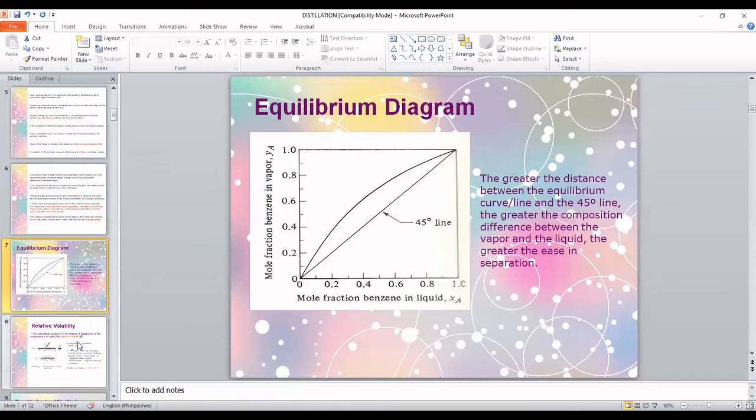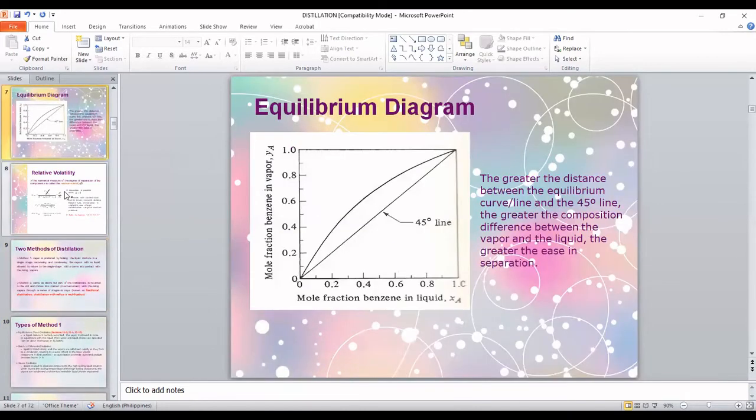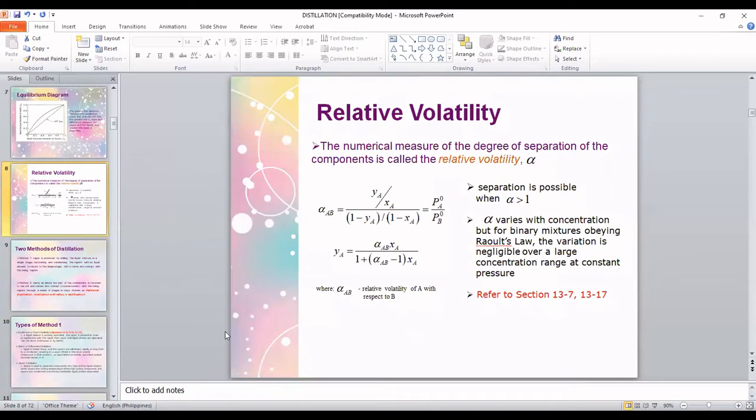Now, connecting relative volatility to distillation. Actually, relative volatility is the numerical measure of the degree of separation of our components, and it's represented by alpha. So separation would only be possible if this alpha value, when computed, is greater than 1. So the relative volatility of A with respect to B, as it is written here.